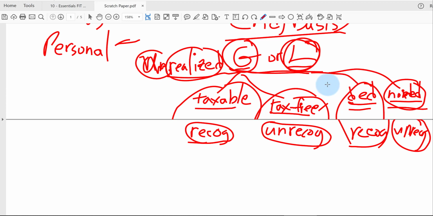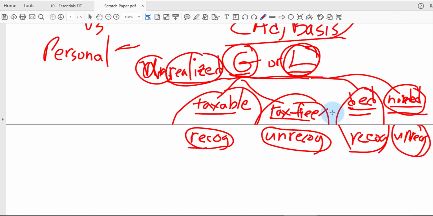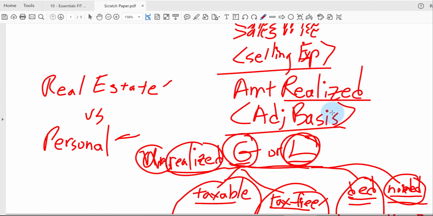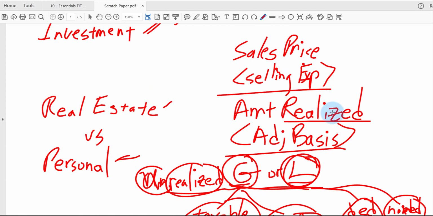Okay, I know it gets a little confusing here with all this different terminology, but the basics is trying to figure out this gain or loss here. And then we'll save the actual taxation or deductibility for the next chapter, chapter 11. Go ahead and continue into the part 2 video for this chapter 10, and we're going to focus on this adjusted basis amount.